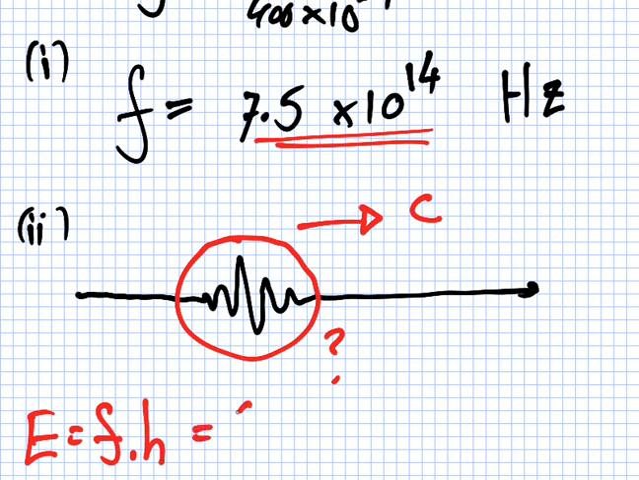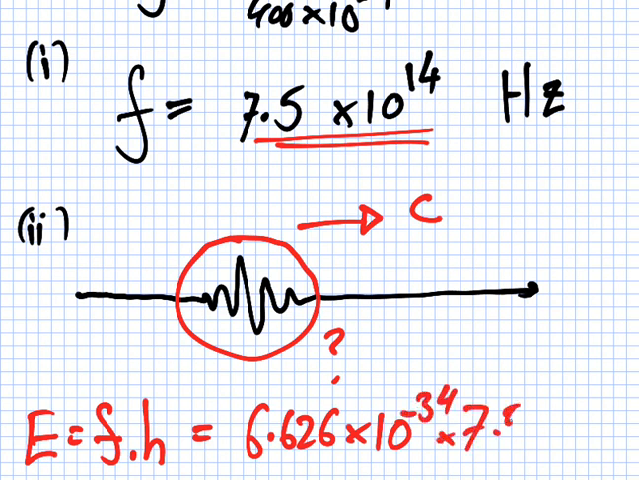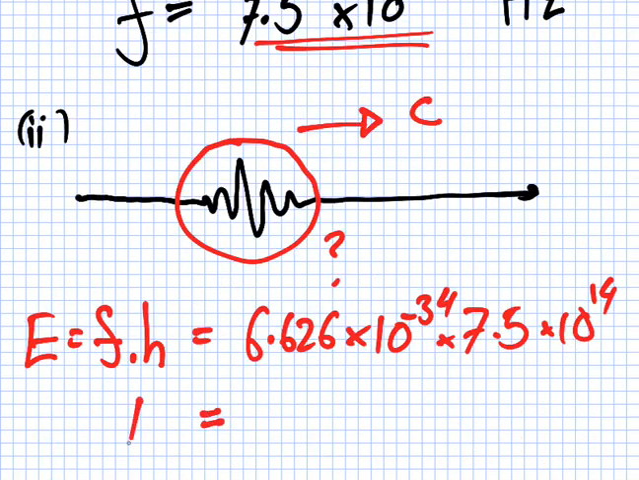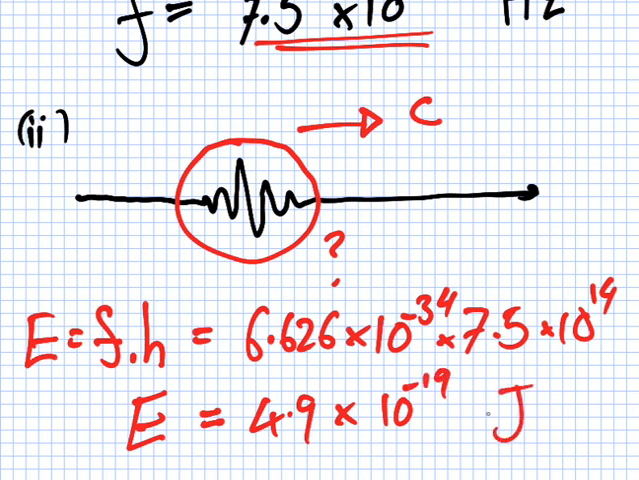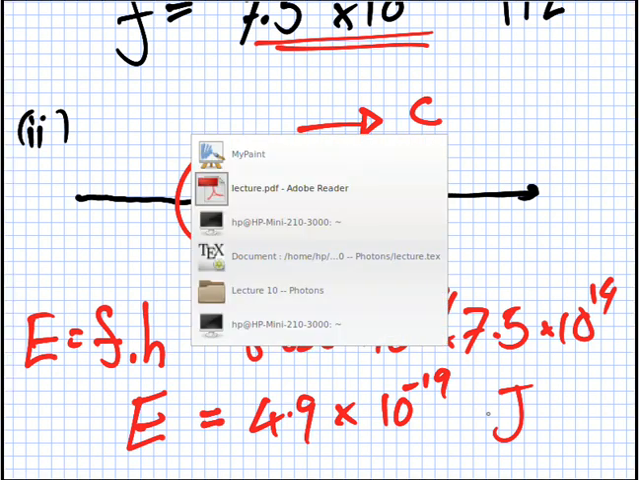What did I say the Planck constant was? 6.626 times 10 to the minus 34, times 7.5 times 10 to the 14. So, what do we get here? How many joules of energy? 4.9 times 10 to the minus 19 joules. Yeah, well, it's only one photon. This is the reason why. That's the question we'll do in a moment. Don't worry. See, I'm thinking about everything.